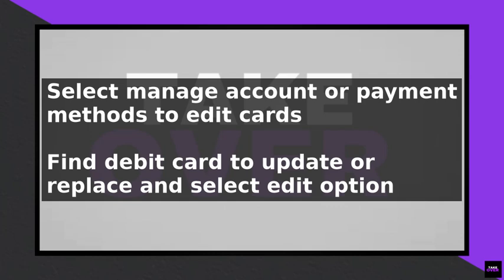new debit card. To add a new debit card, select the Add New Card option and enter the required information, including the card number, expiration date, and security code. Make sure to enter the correct information to avoid any errors. Once you have entered the new debit card information, confirm the changes and wait for the verification process to complete.